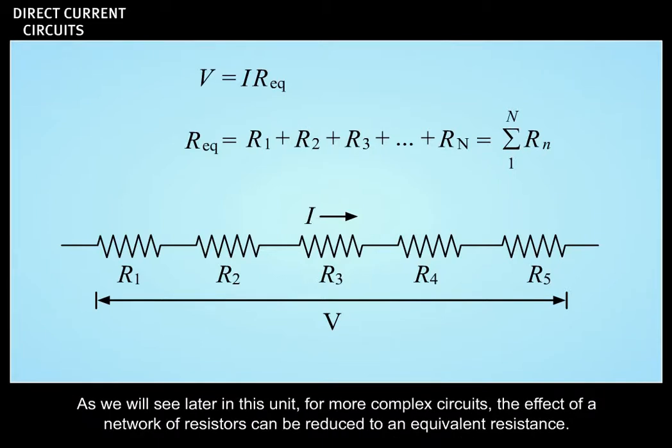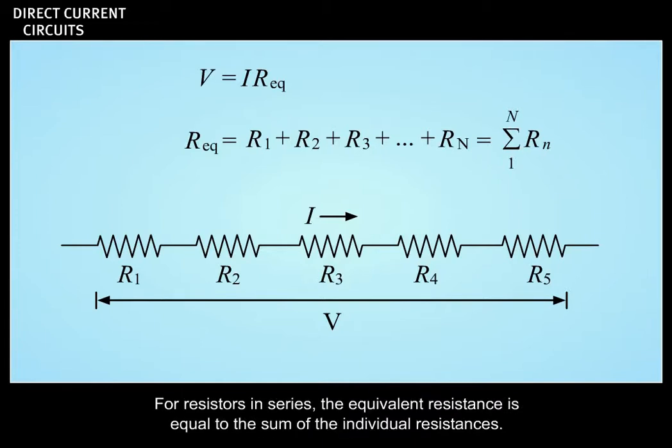As we will see later in this unit, for more complex circuits, the effect of a network of resistors can be reduced to an equivalent resistance. For resistors in series, the equivalent resistance is equal to the sum of the individual resistances.